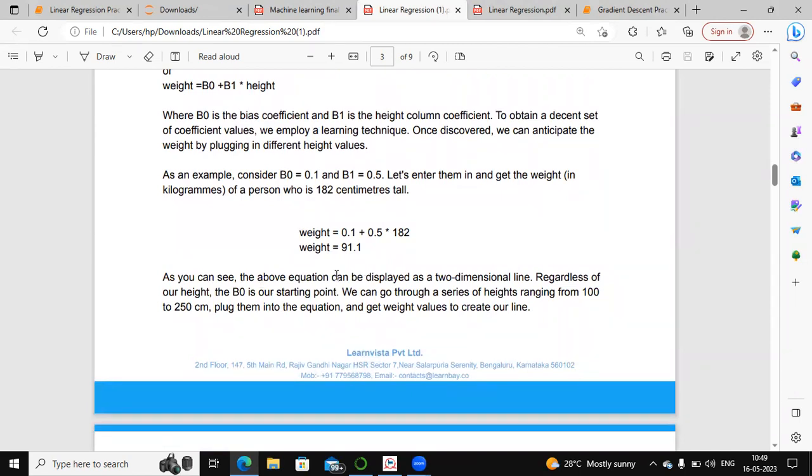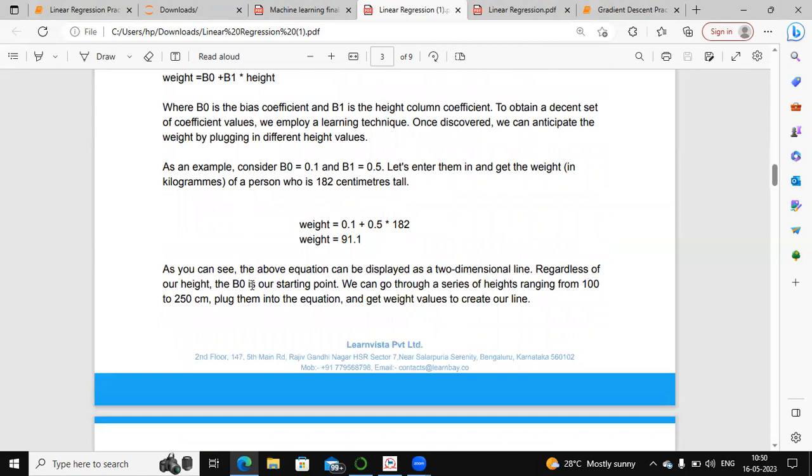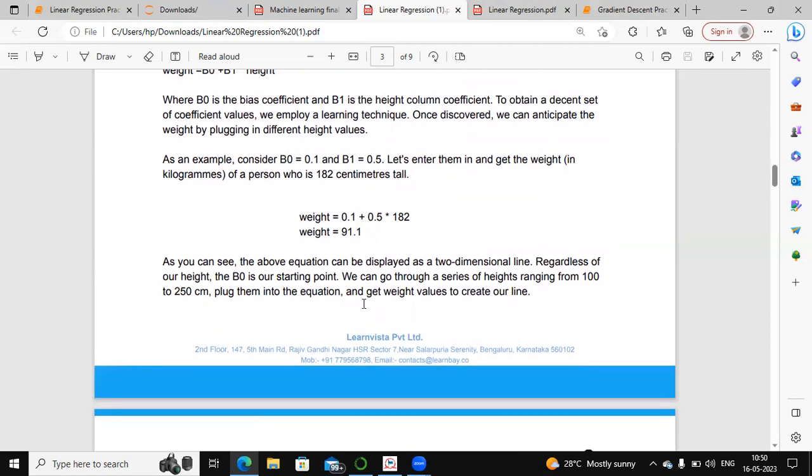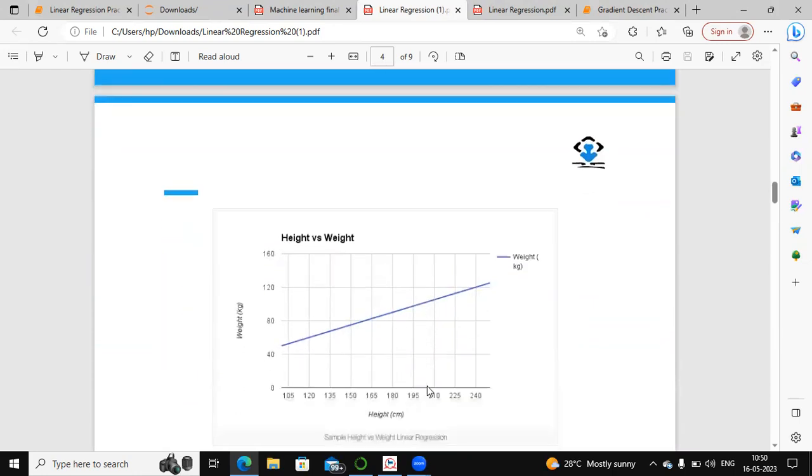As you can see, the above equation can be displayed as a two-dimensional line. B naught is our starting point. We can go through a series of heights ranging from 100 to 250, plug them into the equation and get weight values to create our line. This is how weight varies. This is how the equation of the line is for computation of weight based on height.